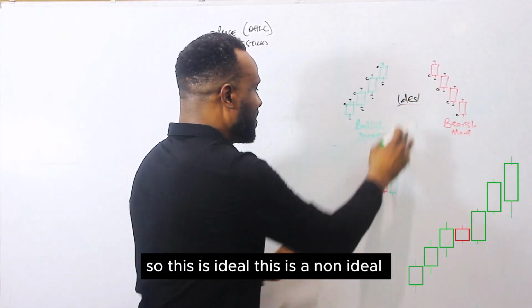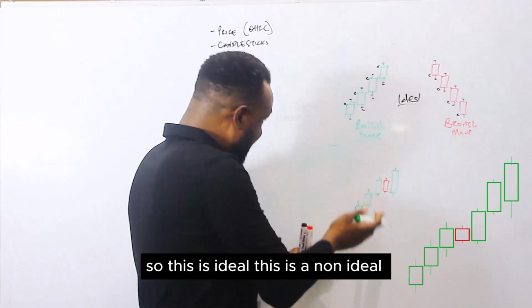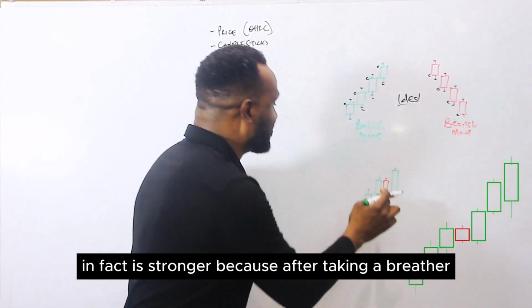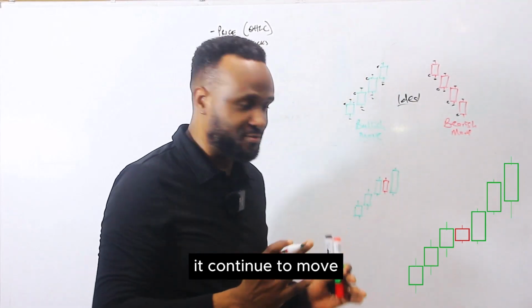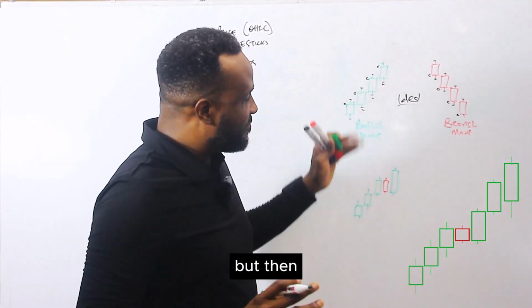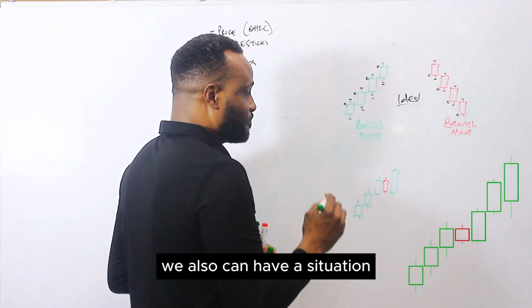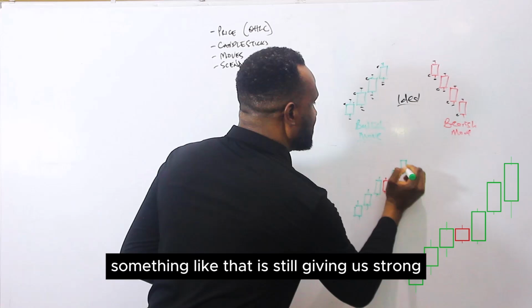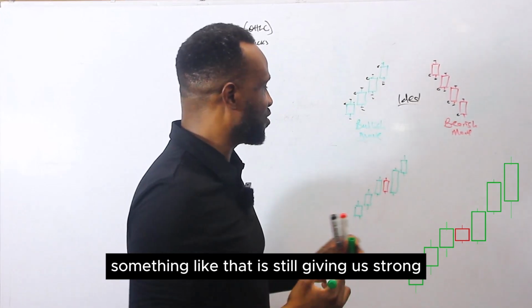So this is ideal. This is a non-ideal, but it's still a bullish move. It's still strong. If it does this, in fact, it's stronger because after taking a breather, it continues to move, right? But then we also can have a situation where the next candle then does this. So you see something like that. It's still giving us strong.